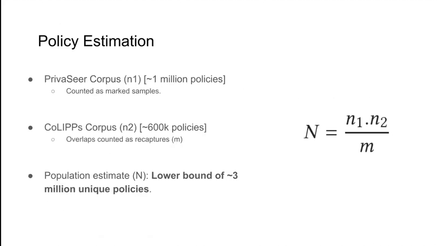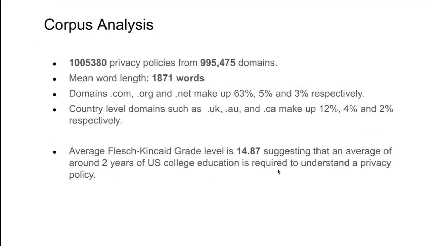So we made two different crawls. The first crawl had 1 million policies, which we counted as a marked sample, and we made another crawl of 600,000 policies, which we counted as recaptures. And then we estimated the lower bound of the total number of English language documents on the web of around 3 million.